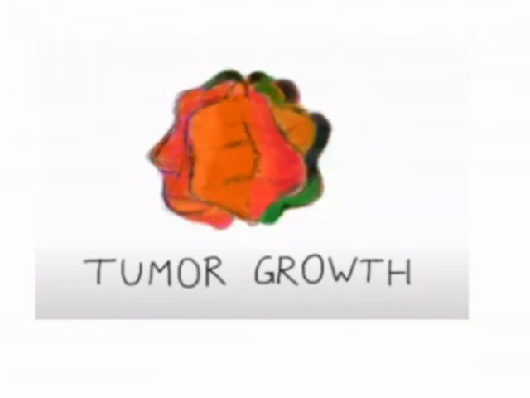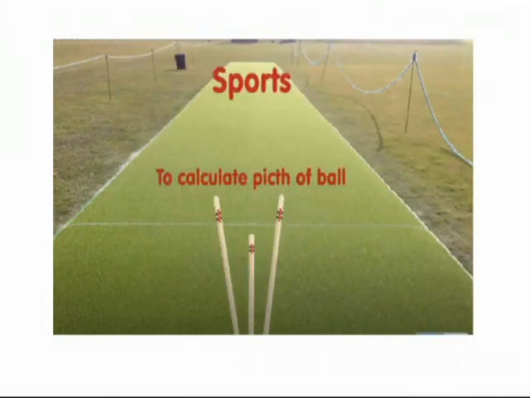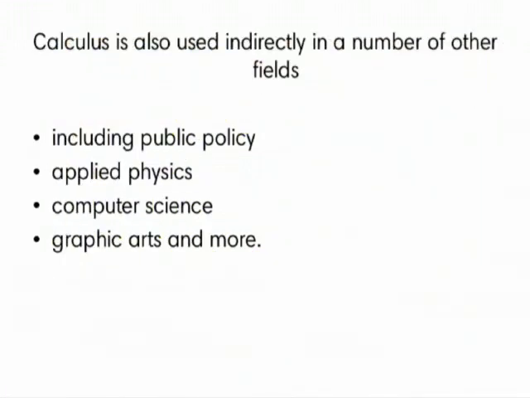In tumor growth, it is used to determine how fast a tumor is growing or shrinking and how many cells make up a tumor. In sports, differential calculus is used to calculate the pitch of a ball. Differential calculus is used in lots of fields: physics, engineering, medicine, economics, biology, space exploration, statistics, and many more. Without calculus, architects and engineers could not build a safe structure. It is used to find optimal solutions and predict the future.